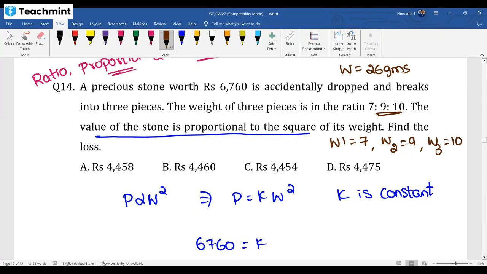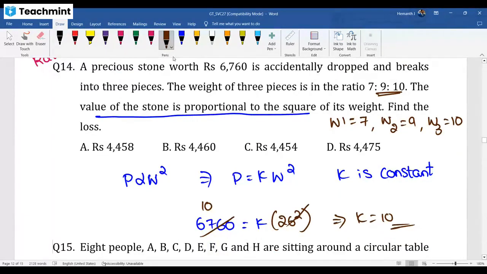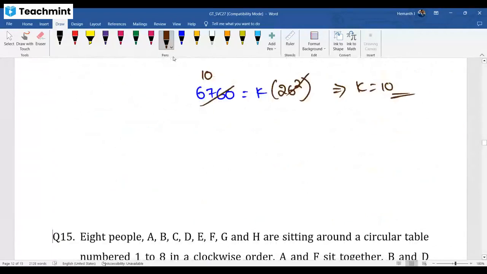It's broken and divided into 3 pieces: 7 grams, 9 grams and 10 grams. So K into 7, okay, this is total 26. So I'll take the total weight as 26 grams. 26 squared, 10 times, I got K value 10. Now P, the price, is equal to 10 into W square, weight square.